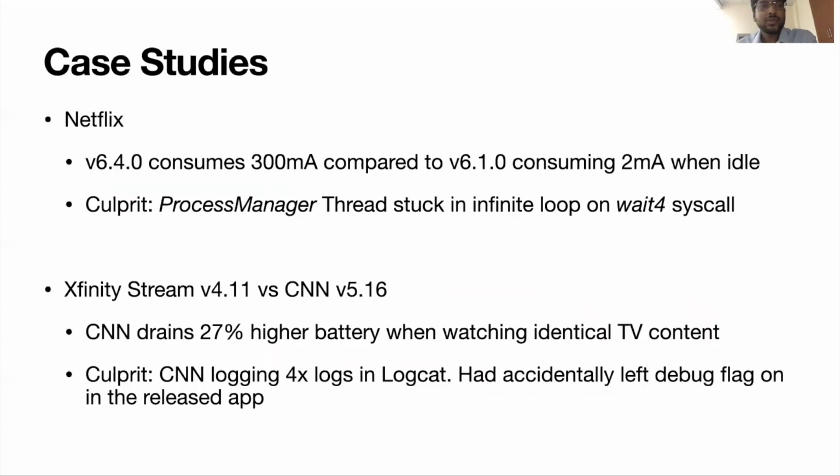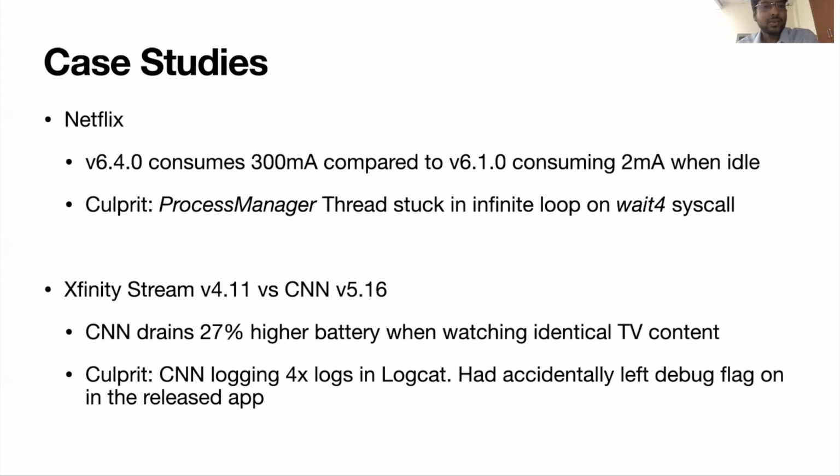eTester was also used to study popular apps. Developers learned that Netflix version 6.4.0 consumes 300 milliamperes compared to just 2 milliamperes of a previous version while it is sitting idle in the background. Like we saw in the demo video, the culprit was this process manager thread, which turns out was stuck in an infinite loop on a wait for system call. And Netflix was able to fix this bug from this report in a later version of their app.